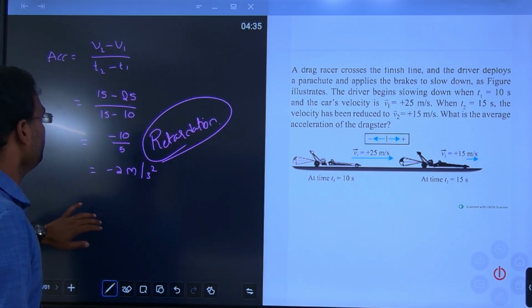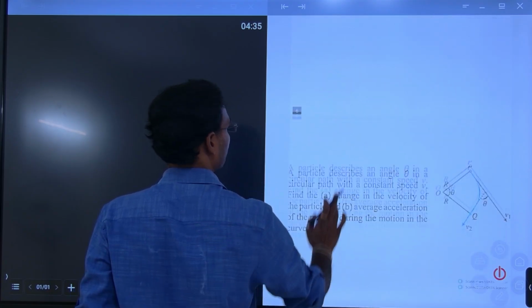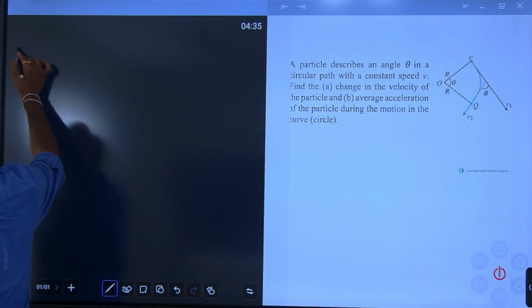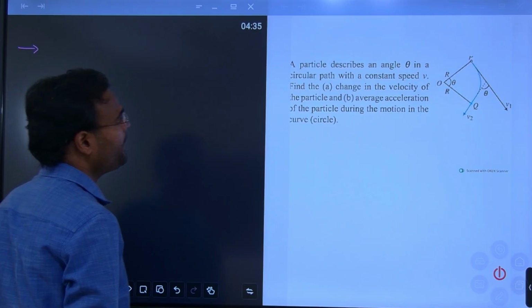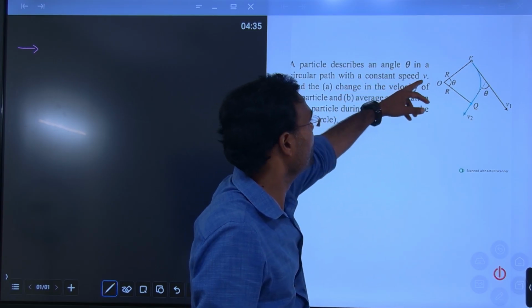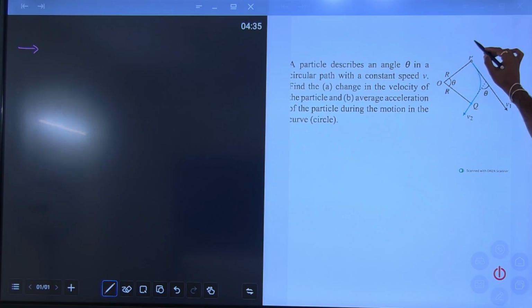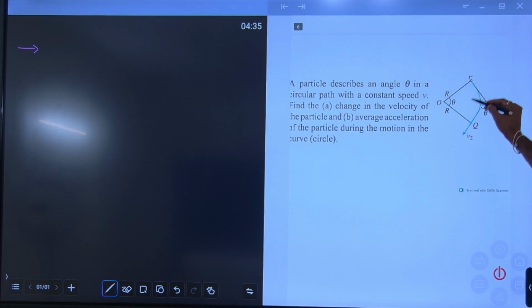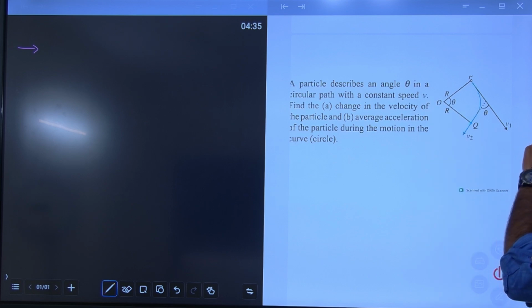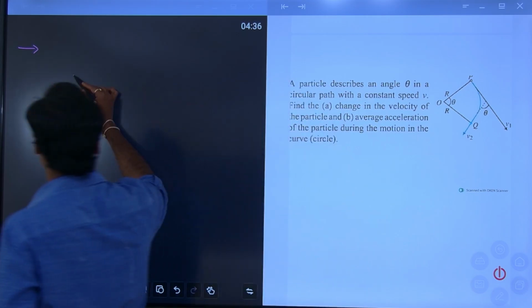Then the next one. A particle describes an angle theta in a circular path with a constant speed v. That means the object is circulating through this curve with the speed of v. Then find the change in velocity of the particle, the change in velocity of the particle.